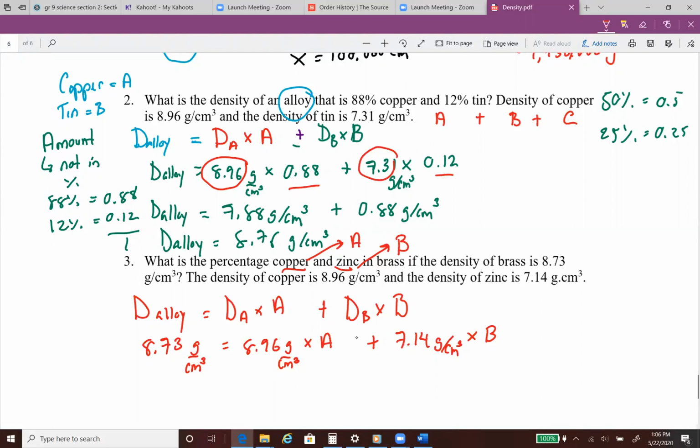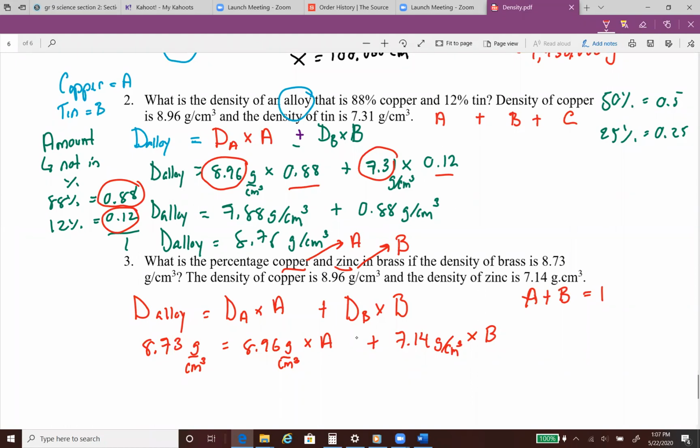So we have two unknowns, A and B, but here's what we know about A and B. We know they have to add up to 1. If you look at the previous example, 88% copper was 0.88, and 12% tin was 0.12, and that adds up to 1. So we know it has to add up to 1, meaning just the entire amount of the alloy.